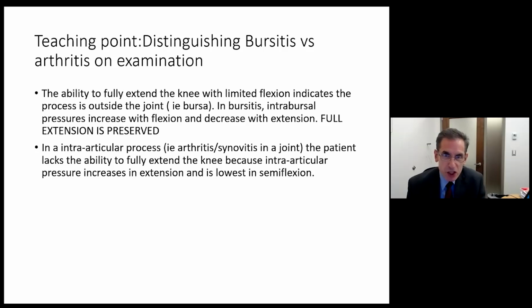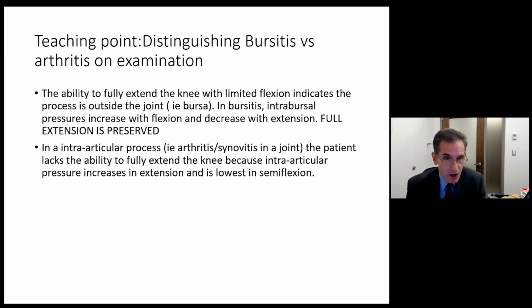I'll start with a teaching point based on the physical examination. And the topic is distinguishing bursitis versus arthritis on examination. The key point is that the ability to fully extend a joint, a knee, for example, with limited flexion indicates the process is outside the joint. The bursa, for example. In bursitis, intrabursal pressure increases with flexion and decreases with extension. In bursitis, full extension of the joint is preserved.